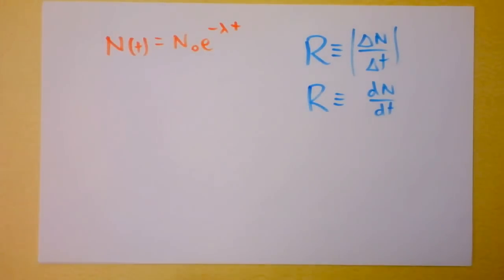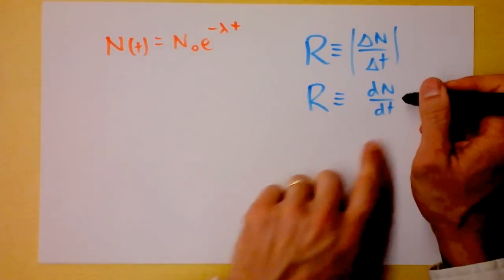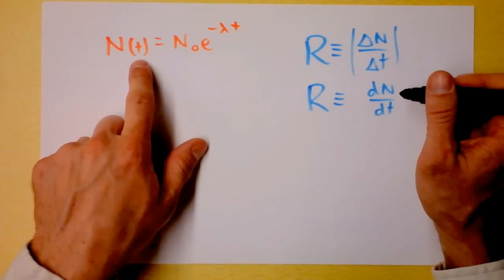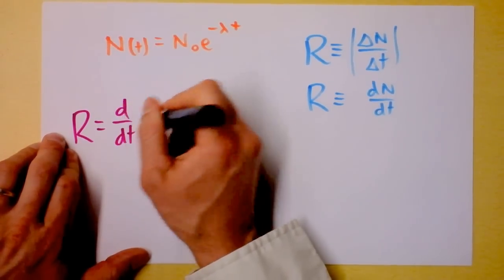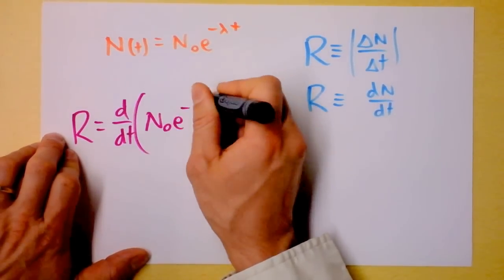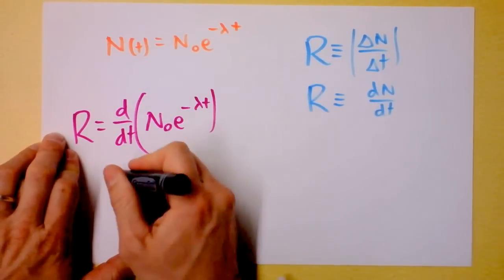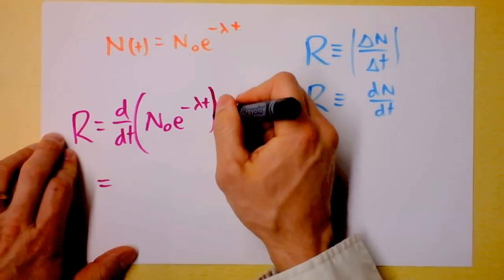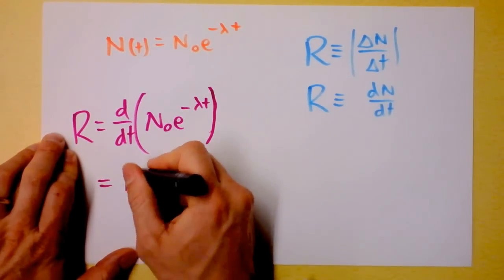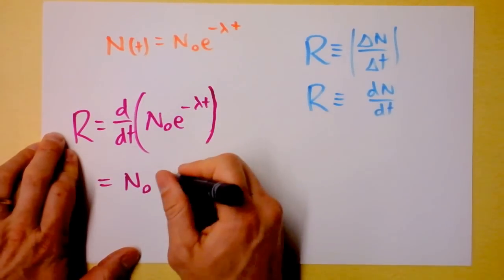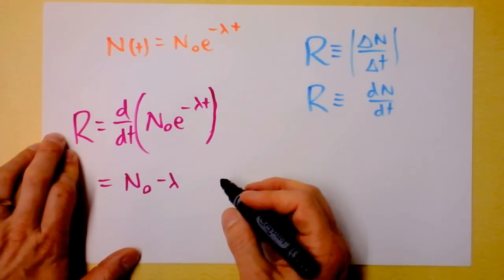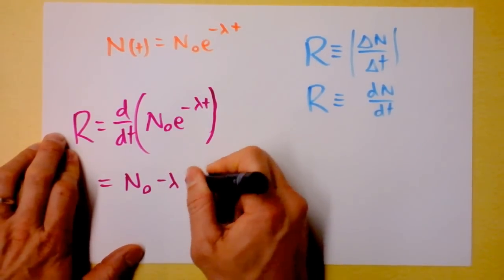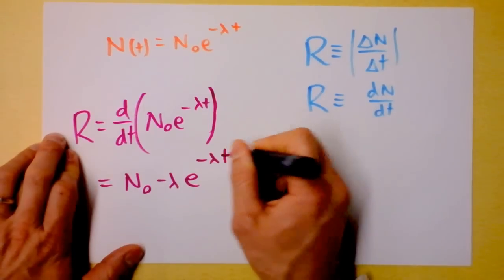And the decay rate is, what? I'm supposed to take the derivative of that function right there with respect to time. R is d dt of n naught e to the minus lambda t. And I like differentiating exponentials. It's a very fun thing to do. We'll pull out n naught, and then we get a negative lambda times that exponential. I just get e to the negative lambda times t.